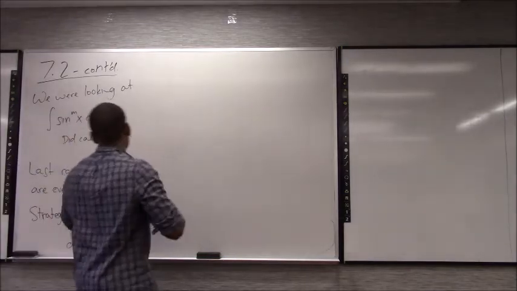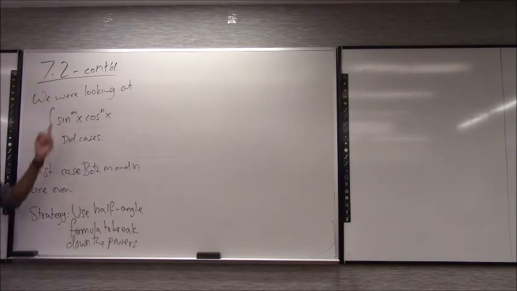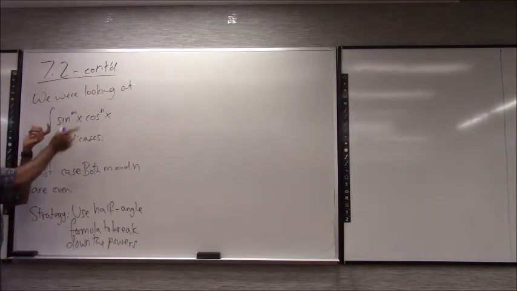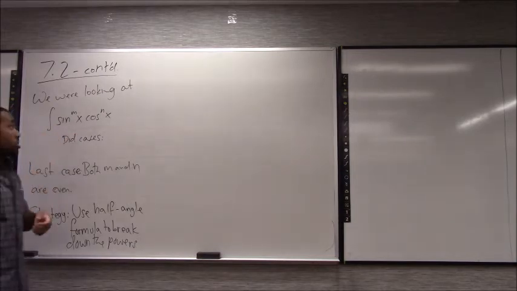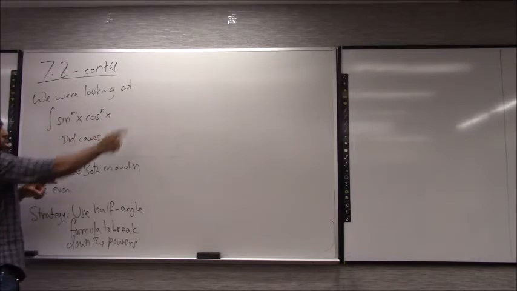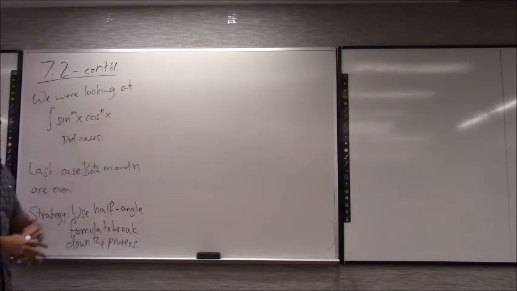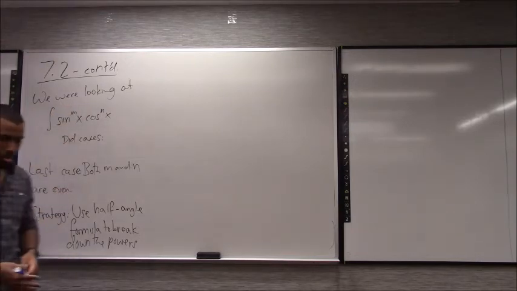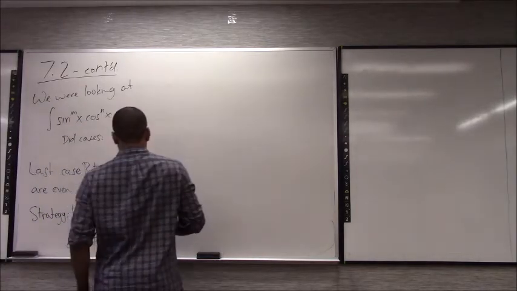So we did it when one was odd and one was even, and the idea was whoever was odd, you kind of save one of those factors and you use the Pythagorean identity to change all the other guys into the other trig function. If they were both odd, you save a factor of the lower power, because it will prevent you from having to use the Pythagorean identity and expand something larger. And the last case was if they're both even, we just use the half angle formulas.